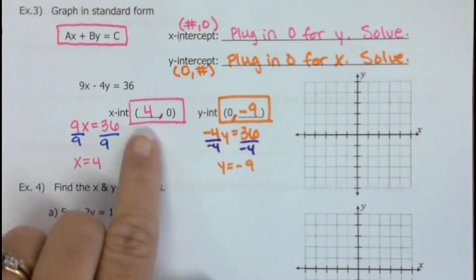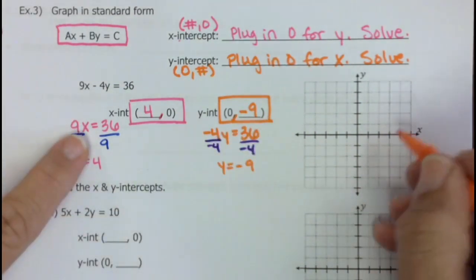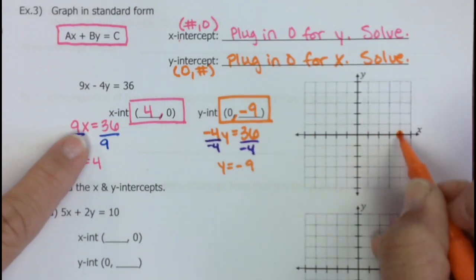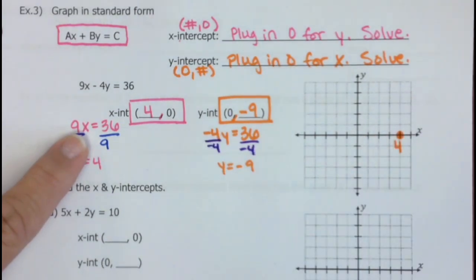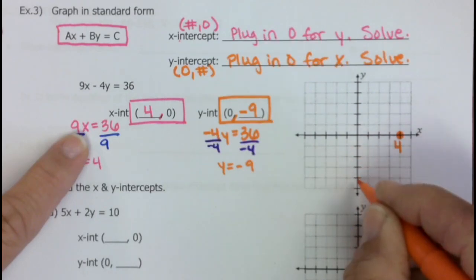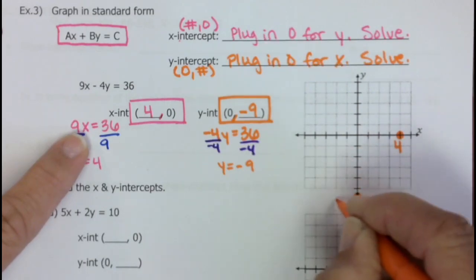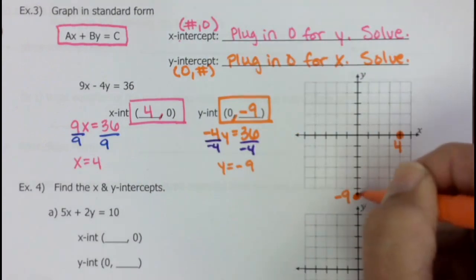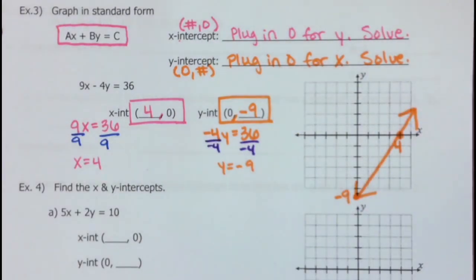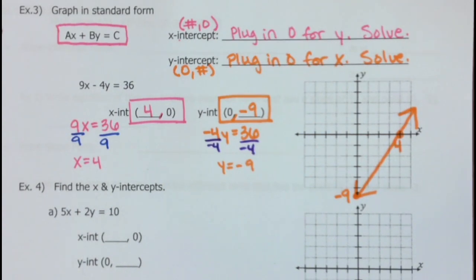Then we can plot those two. So I can do (4, 0): 1, 2, 3, 4, 0 right here. And then (0, negative 9), which is down here. We can count by twos if y'all want. 2, 4, 6, 8. Way down there. We're just going to say we counted by twos. And it goes up like that. Okay?